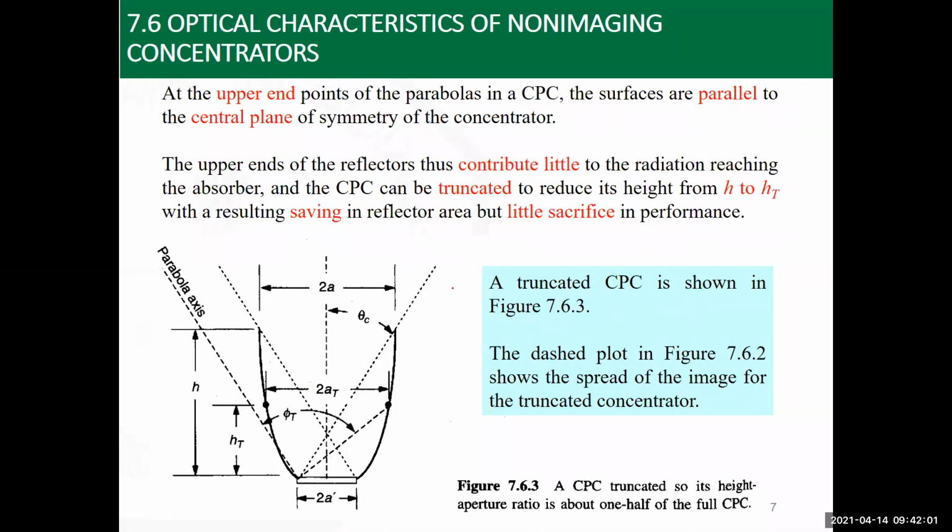Here we're talking about the idea of a truncated collector. Look at this. This is the full length of the collector, and this is the truncated collector. In the case of truncated collectors, yes, you are going to receive a total of less radiation on the receiver surface, but it is not significantly less. So economically speaking, you can cut a part of the height of the collector, save material, without losing too much of the energy falling into the receiver.